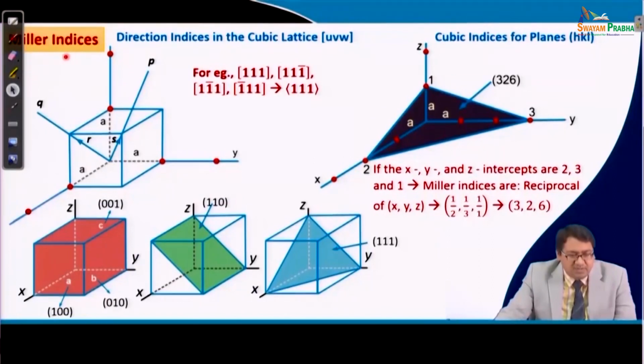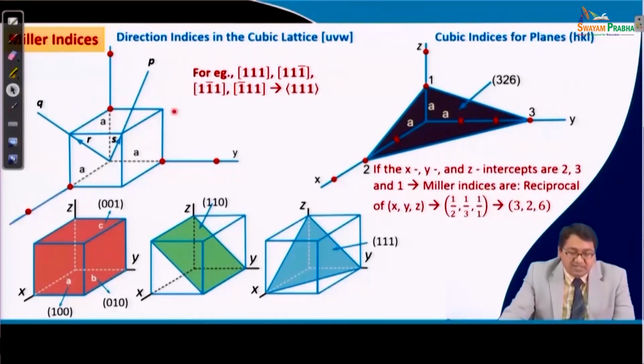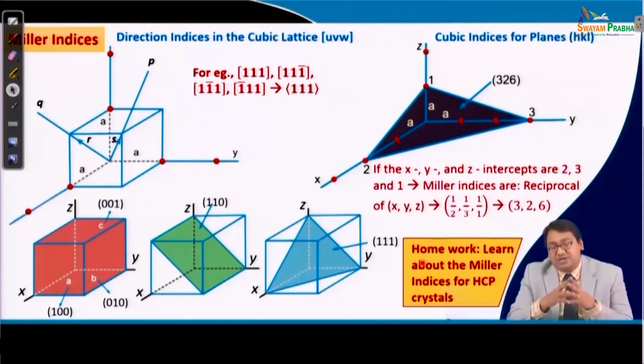Miller indices. So, when we understand the atomic positions of the cubic and the hexagonal unit cell, let us start with understanding the Miller indices of these unit cells. Let us start with the cubic structure, and we will only show the cubic structure, and I hope that you will go home and learn the Miller indices of the hexagonal close packed crystal, and I hope that most of the students who are doing this course may already know what Miller indices are and how they are found out.